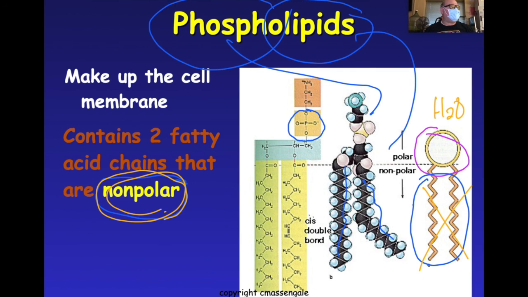If I took a bucket of Legos and just dumped it out, they would just sit there. If I took a bucket of phospholipids and dumped them in water, they would make a membrane all by themselves. Okay, even though they're not alive, just chemically, they will assemble into membranes.